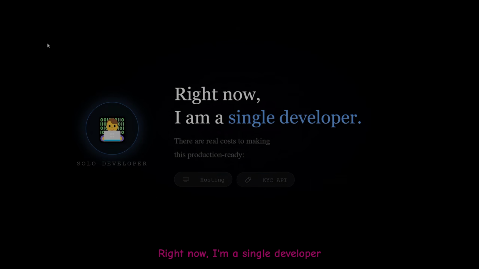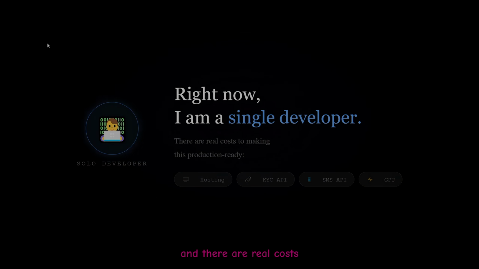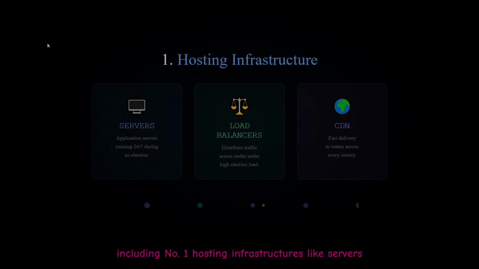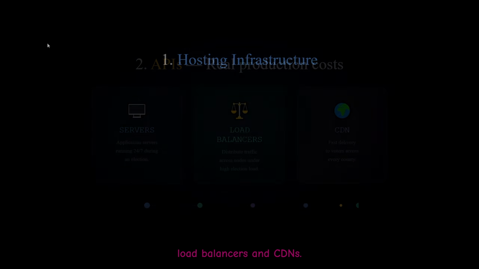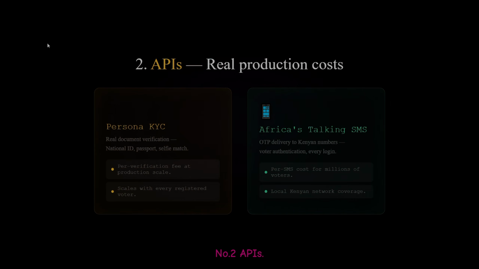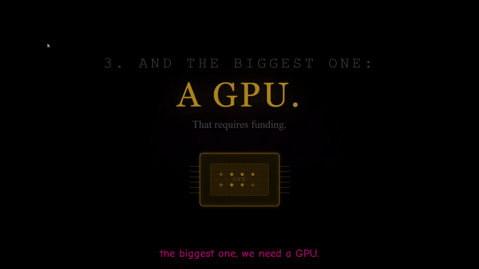Right now, I'm a single developer, and there are real costs to making this production ready, including number 1, hosting infrastructures like servers, load balancers, and CDNs. Number 2, APIs. The Persona KYC API for real document verification currently costs money at production scale. The Africa's Talking SMS API for OTP delivery to Kenyan numbers needs some cost. And 3, the biggest one, we need a GPU.